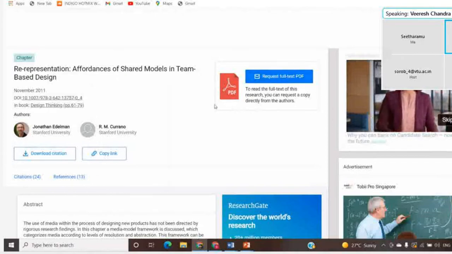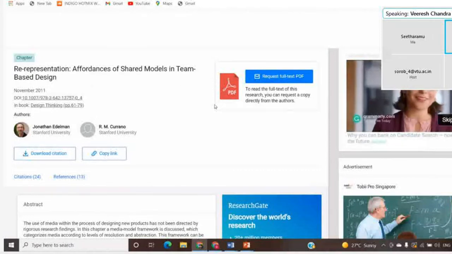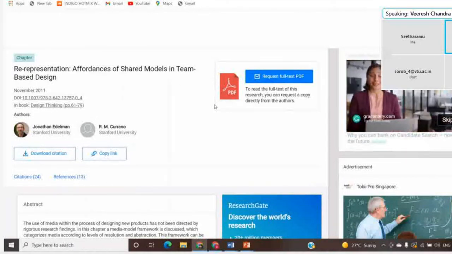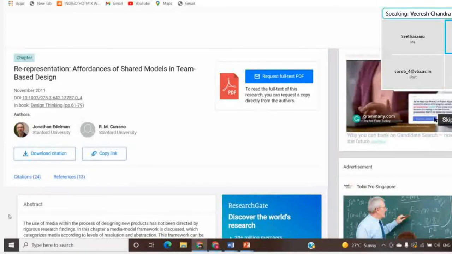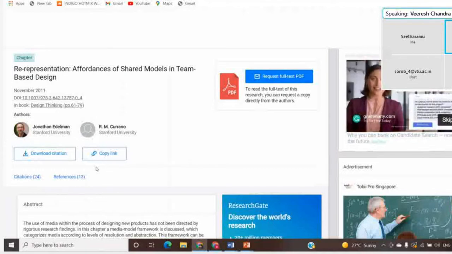How exactly do shared models work? Which are the shared models? When I say team-based design, teams are involved in designing something. So how exactly are shared models working? For example, CATIA, or let us say a software which I am using to sketch my component of an engine. I have to share this among my team members. How will it be done?